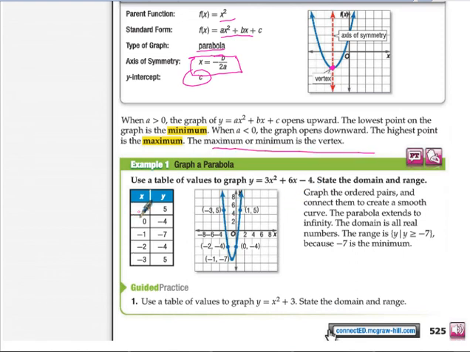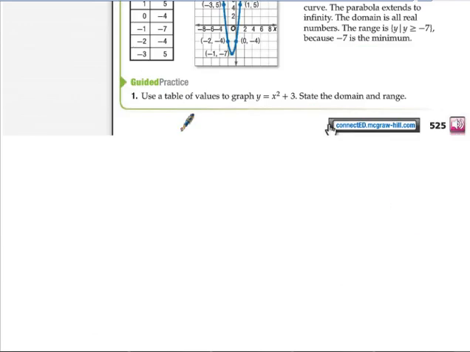All right. So we're going to use a table of values to graph it. So we just pick some numbers and we get some points, and then we're going to talk about domain and range. So pick some numbers and get some points for y equals x squared plus 3. Sketch a graph of it, and then tell me the domain and the range. Go ahead and do that now. Pause the video and do that now.